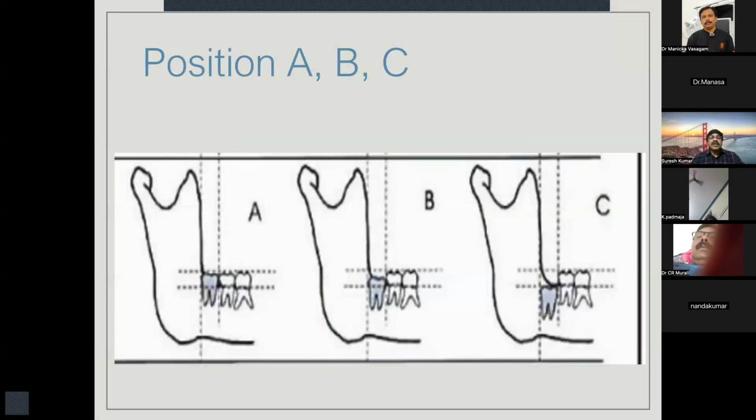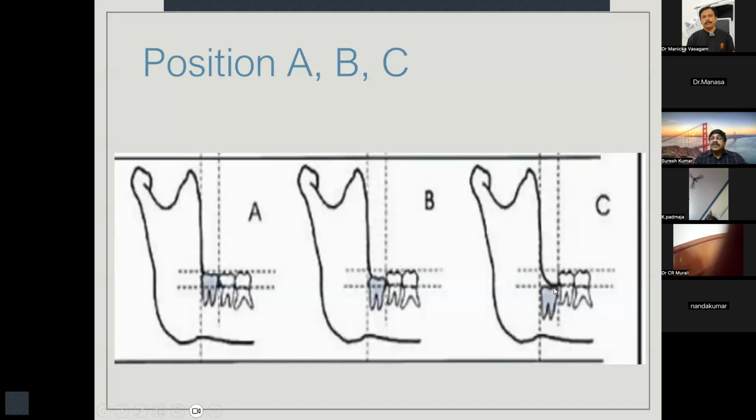Here, the position explains the occlusal surface of the impacted tooth in relation to the occlusal surface of the other molars. In position A, the occlusal surface is in level with the occlusal surface of the other teeth. That means it's almost fully erupted. The only thing is the distal part is buried inside the bone. Take division B, it is slightly lower than that. It does not come to the level of the occlusal surface of the other teeth, but it is a little bit higher than the CE junctions of the other molars. Somewhere in between. That is position B.